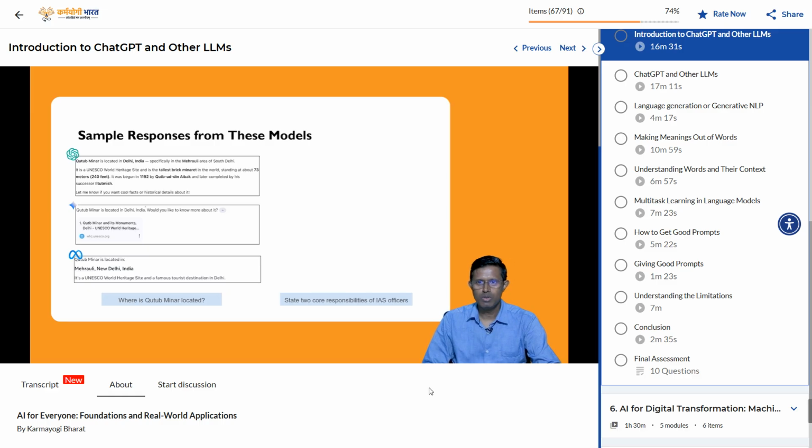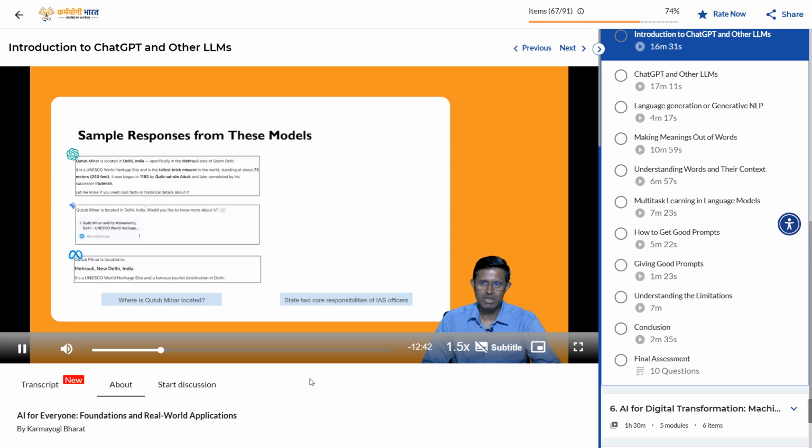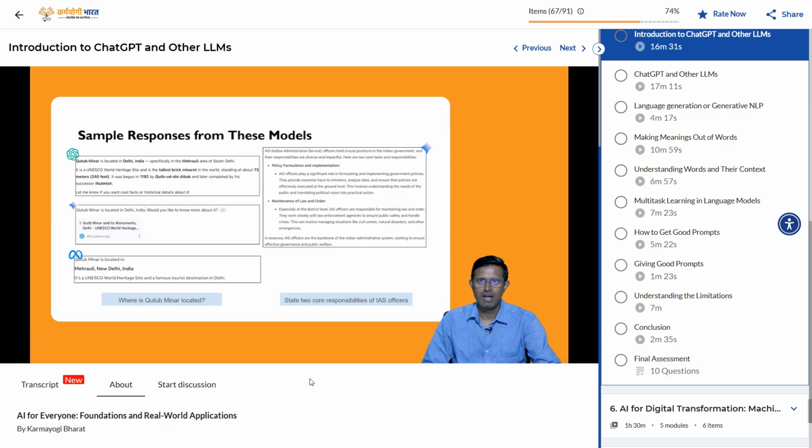So this was another question where we said state 2 core responsibilities of IAS officers. So as we know, IAS officers have a very large list of roles and responsibilities, and we have asked the models to pick any 2 of them. And Gemini has responded with this answer, where it has picked 2 responsibilities rather: policy formulation and implementation, and maintenance of law and order. And along with each of these bullet points, it also does a little bit of expansion and gives us some idea about what that means.